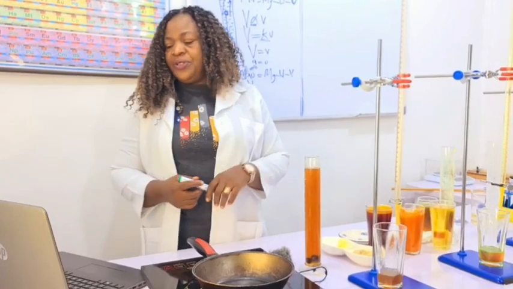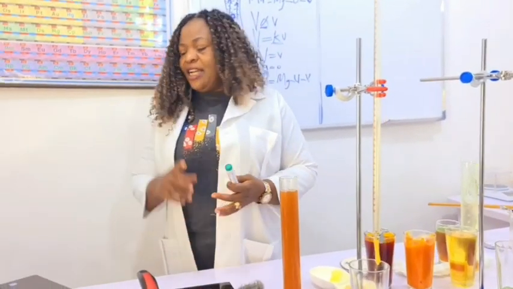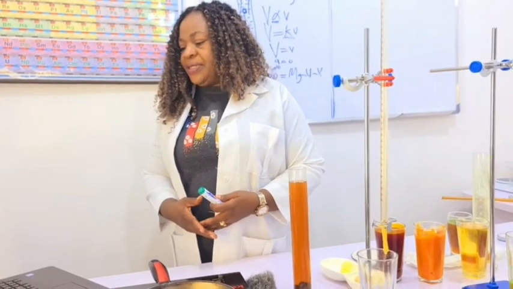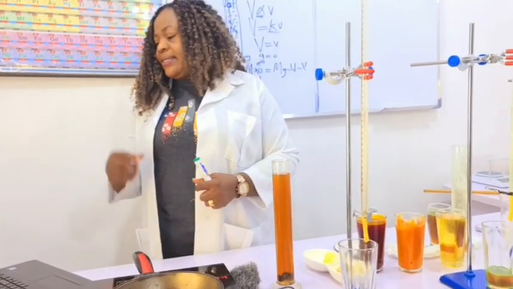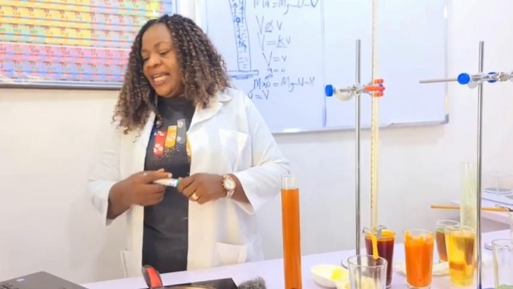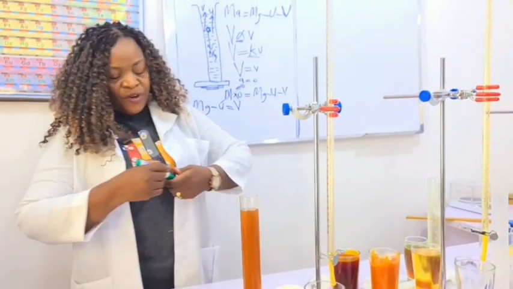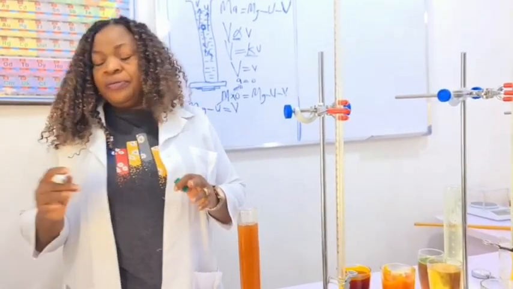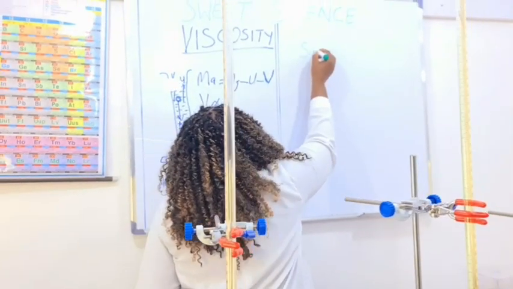Now let's go to the board. You have the options. Option A is 100 Newton, B is 620 Newton, C is 50 Newton, and D is 310 Newton. Let's go to the board and answer this question. First of all, you bring out the known parameters. So you now say solution.